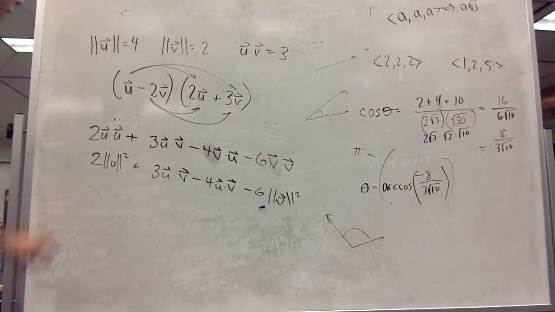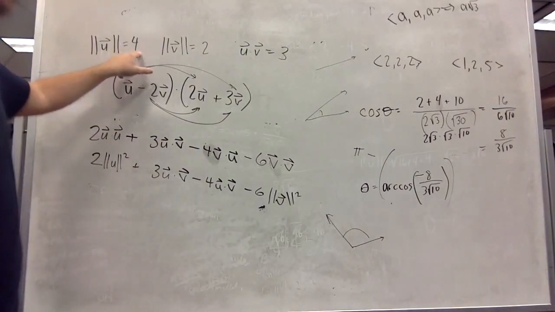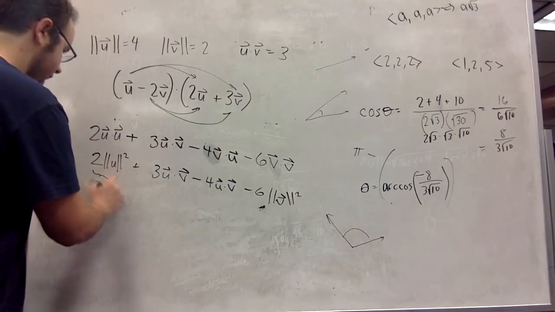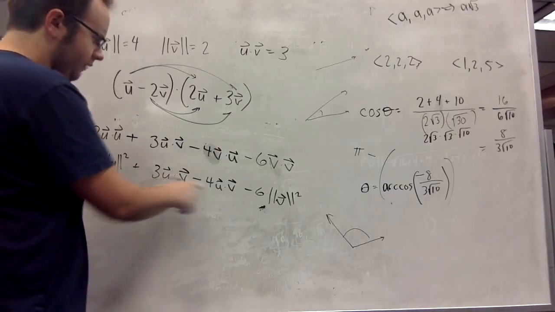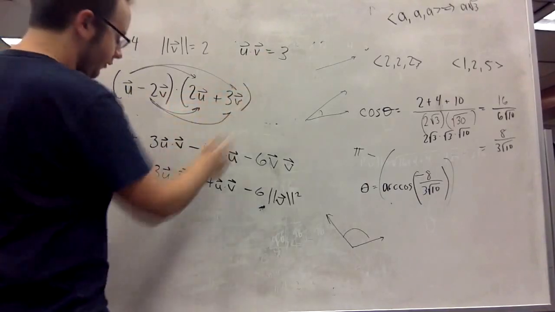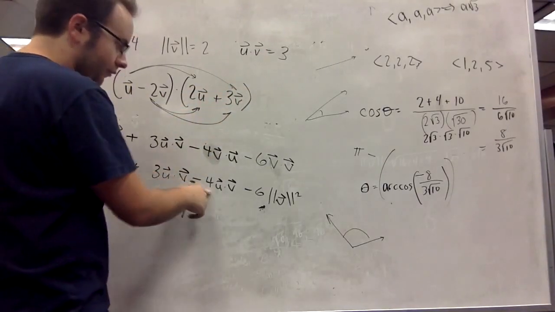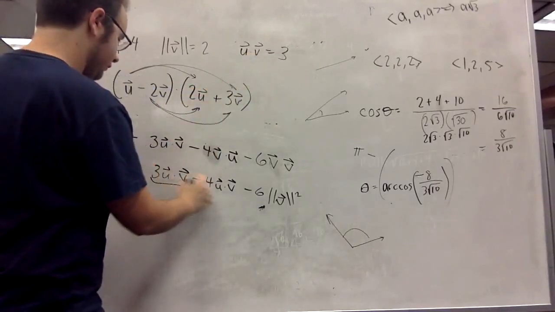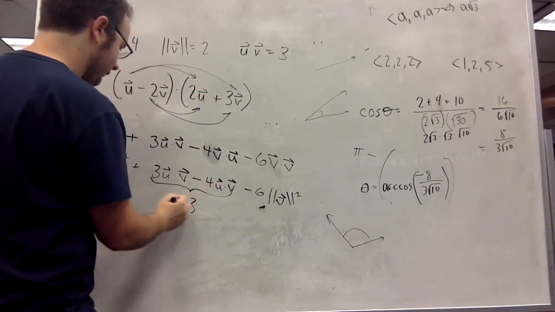Let's clean this up a little bit. We know the magnitude of u is 4, so squared would be 16. 16 times 2 would be 32. This is 3u dot v minus 4u dot v. You can just plug 3 in for both of these. 3 minus 4 would be negative 1, so we have negative 1 of these. So we have a minus 3.